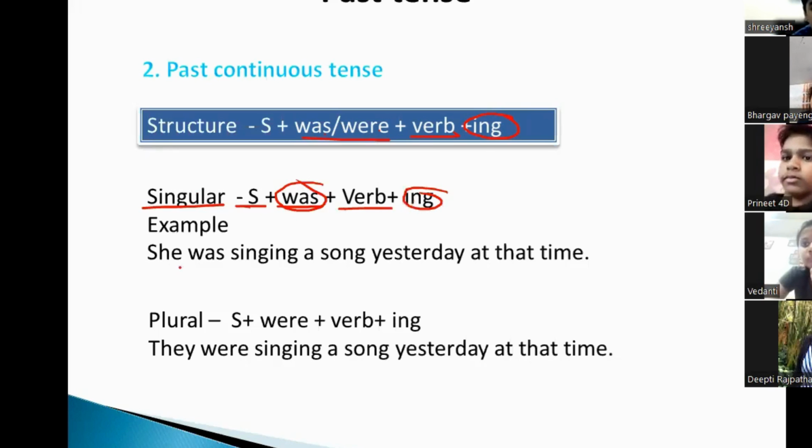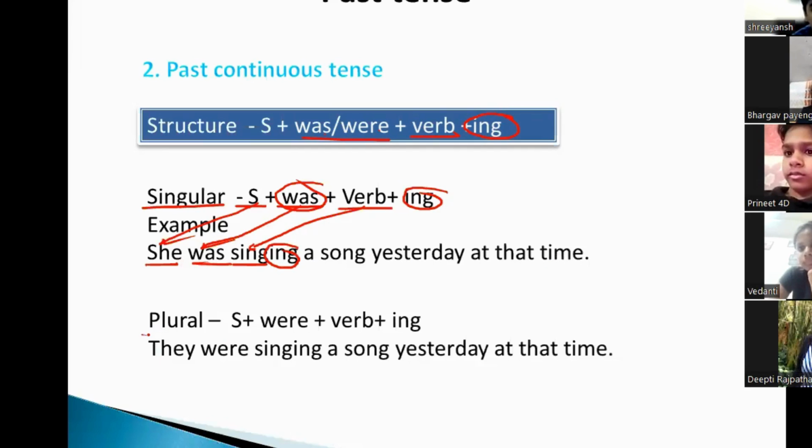For example, she was singing a song yesterday at that time. So she is our subject. As it is singular, we have to use was as the helping verb. And then the verb is sing and we are putting ing as it is a continuous tense. So she was singing a song yesterday at that time.